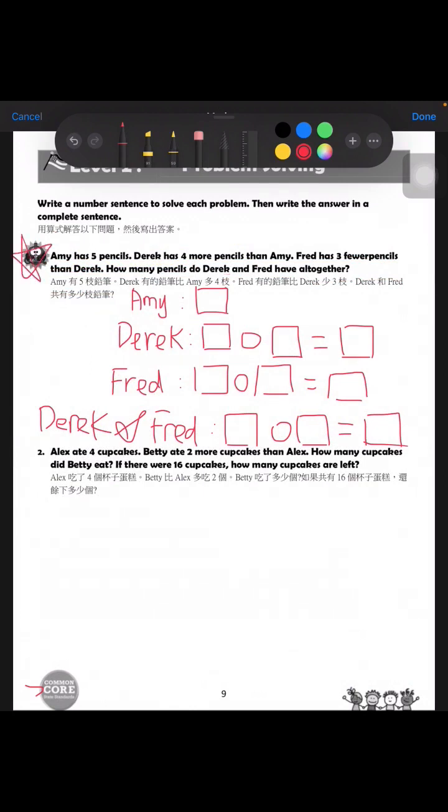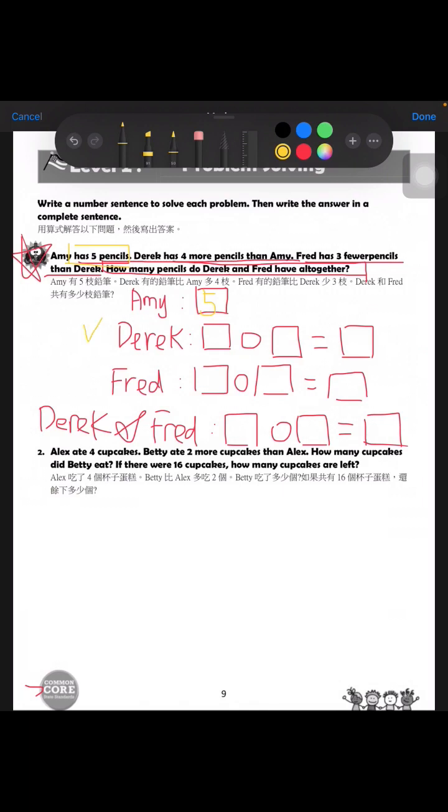So next, let's look at page 9, the first question. Amy has 5 pencils. Derek has 4 more pencils than Amy. Fred has 3 fewer pencils than Derek. So, we have to know how many pencils do Derek and Fred have all together. First, do we know how many pencils does Amy have? Let's see. In the question, it says she has 5 pencils. So we will use the number 5 to calculate the number of pencils that Derek and Fred have.